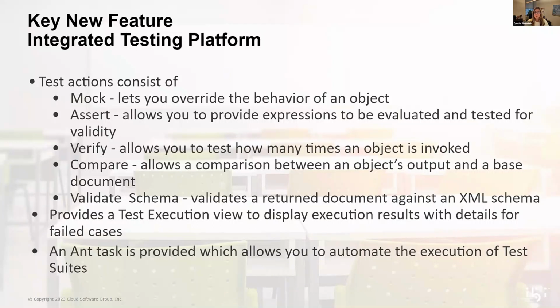So if you might have a certain path that should be hit 20 times, you want to make sure that it is, versus something that maybe should never have been invoked if you have your logic built correctly. There's a comparison, or the compare, and finally there's a validate of your schema. When you see the demo, you'll see there's an execution window that shows you the results. And finally, though not any less important, possibly even more important, you'll have an Ant task that allows you to tie everything together and automate your test suites.